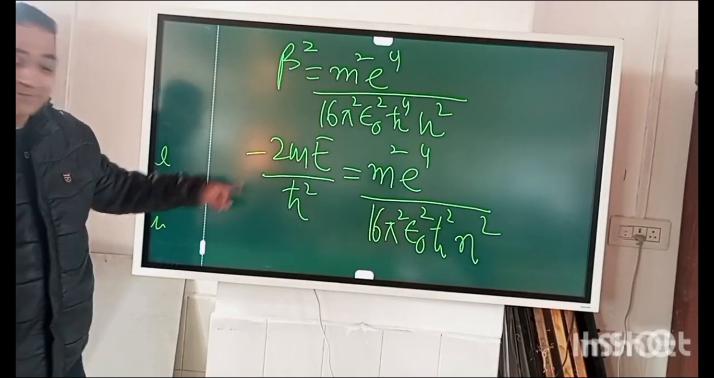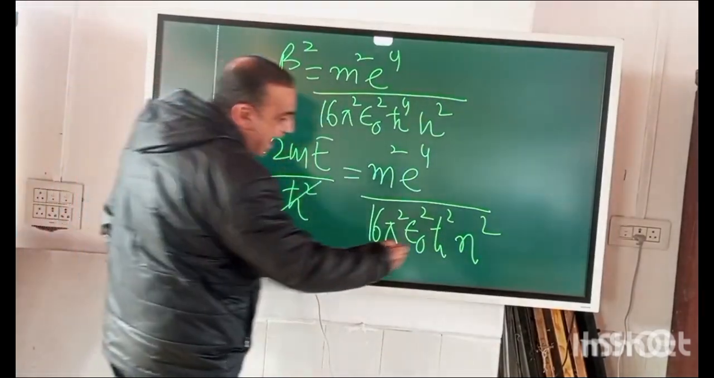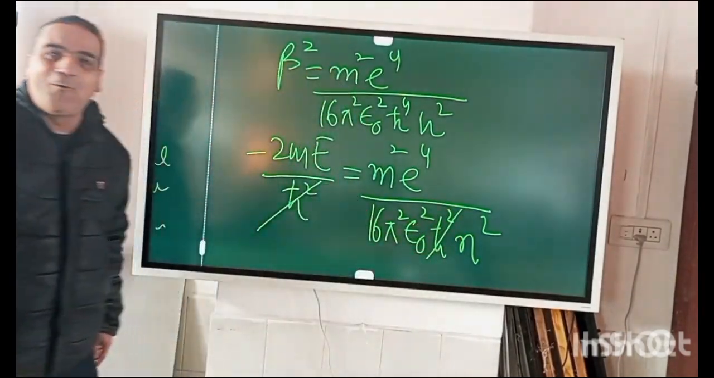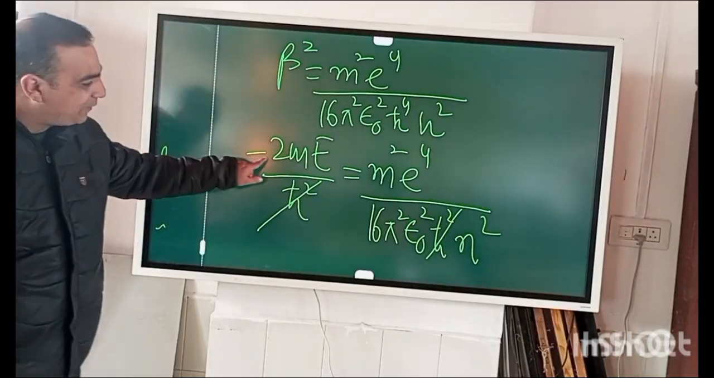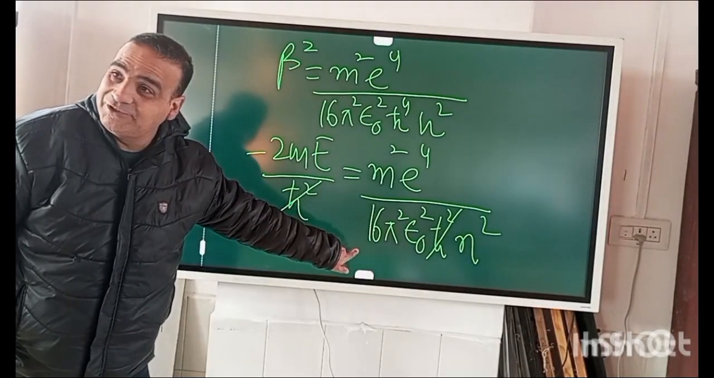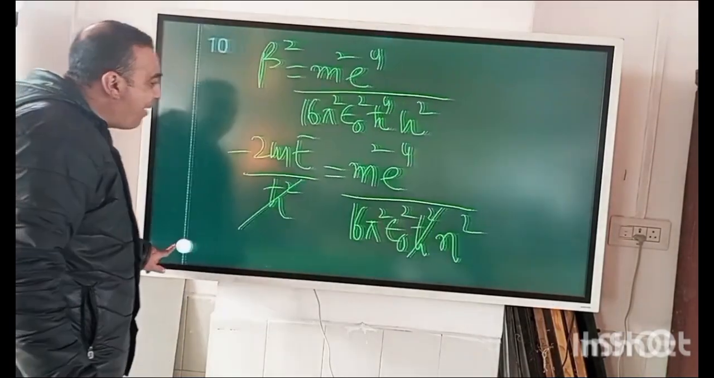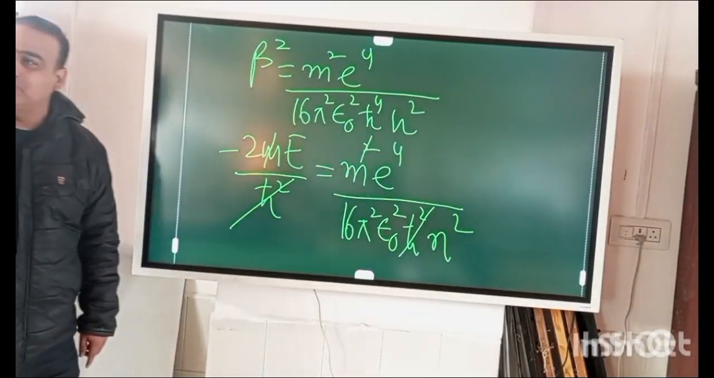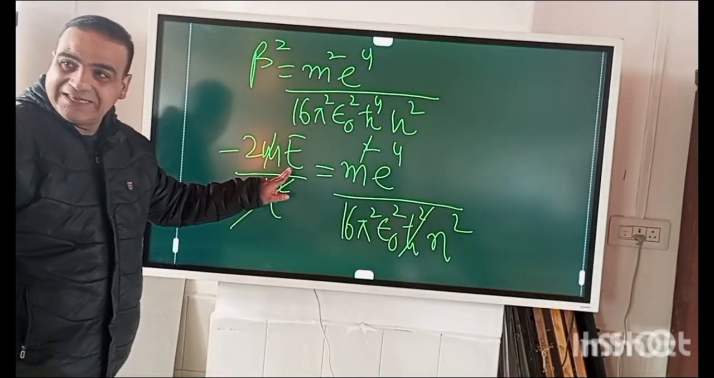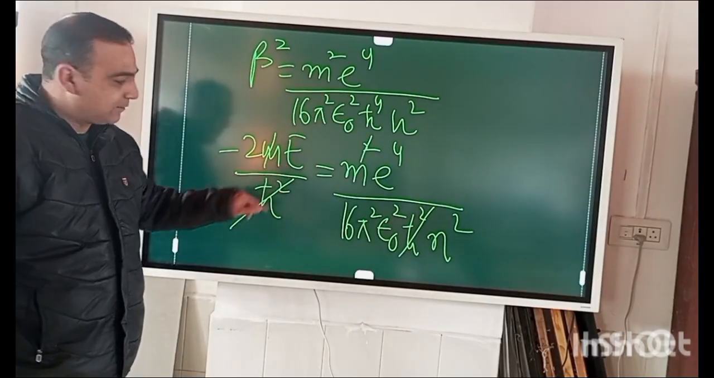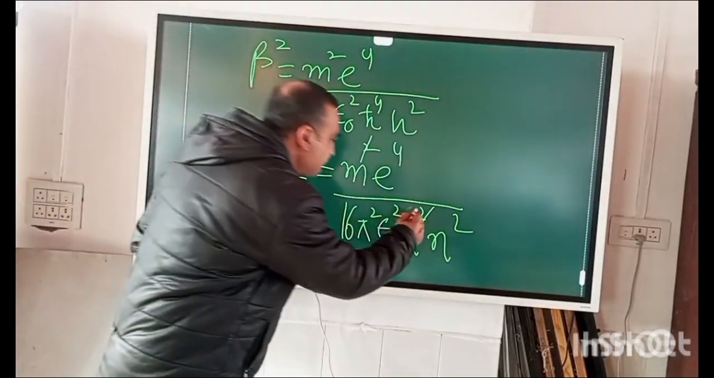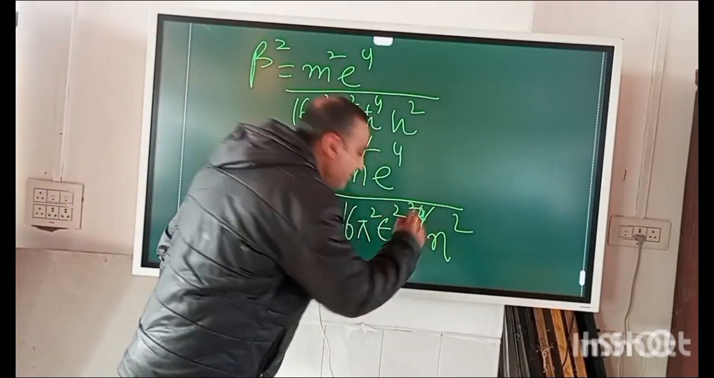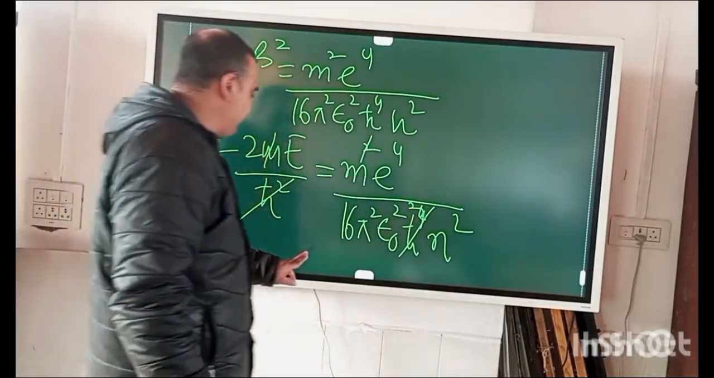So this h bar square and this h bar square will go. This 2 will come down, it will become 32. So you will have the energy. This m and square will go. So what will be E? This is h raised to the power 4, so it will become square. It has to become square.